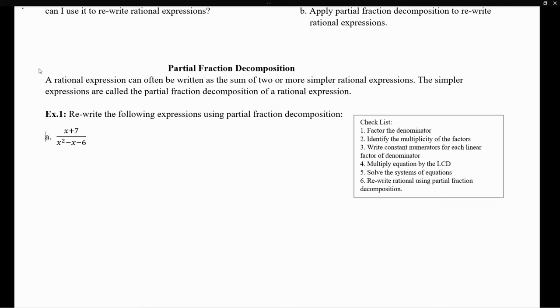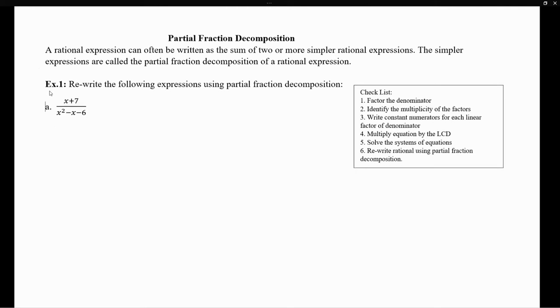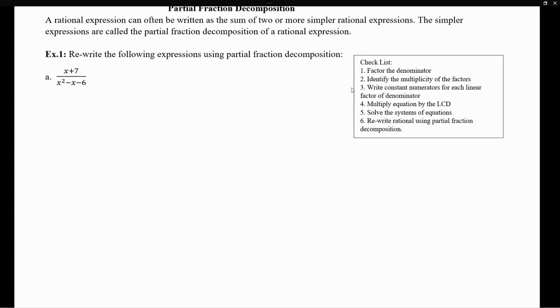So how do we perform partial fraction decomposition? Well, let's take a look at example 1. It states, let's rewrite the following expressions using partial fraction decomposition. And right here on the right hand side are the checklist or the steps that we'll be taking to perform partial fraction decomposition. So let's get started.